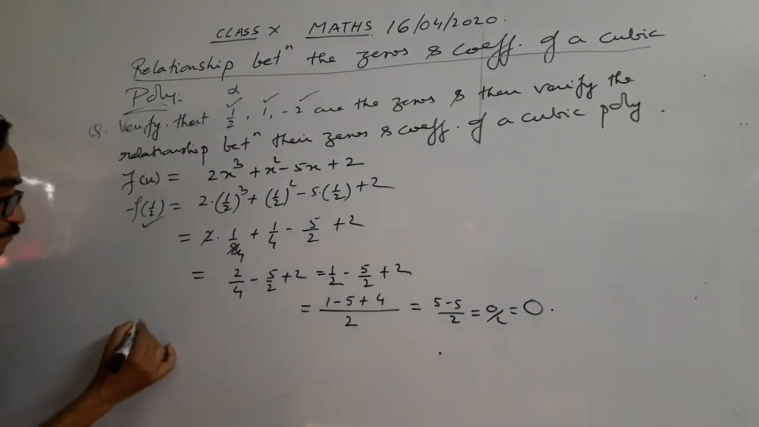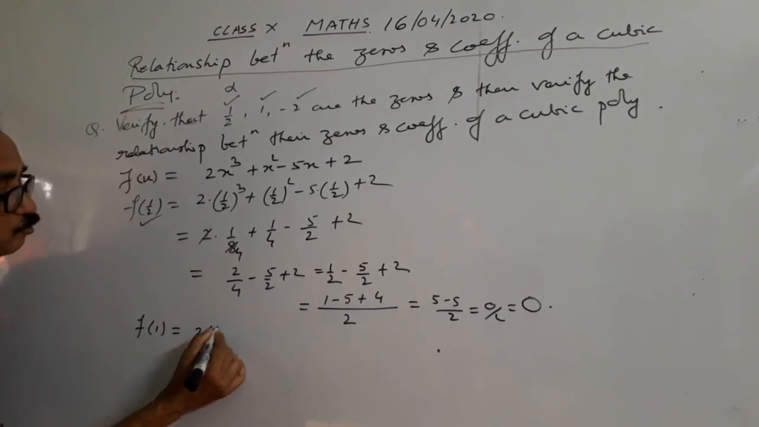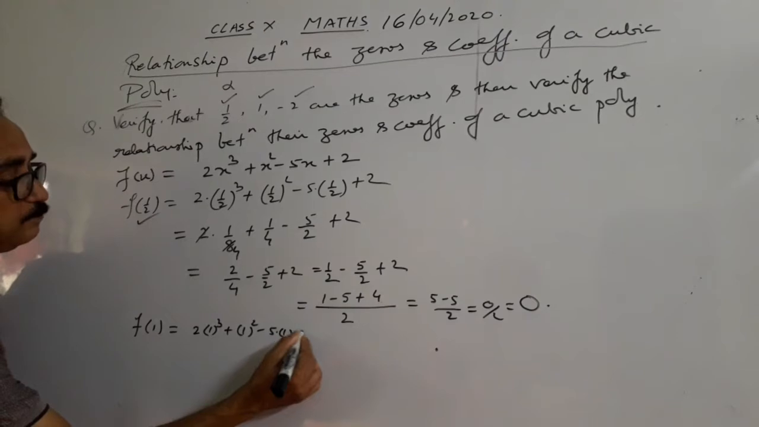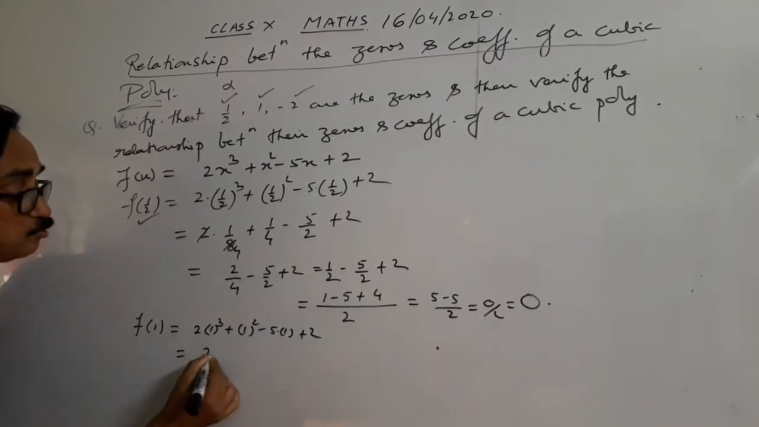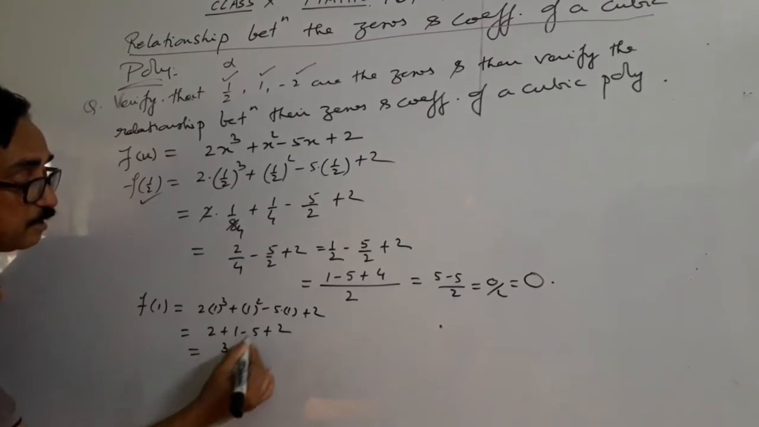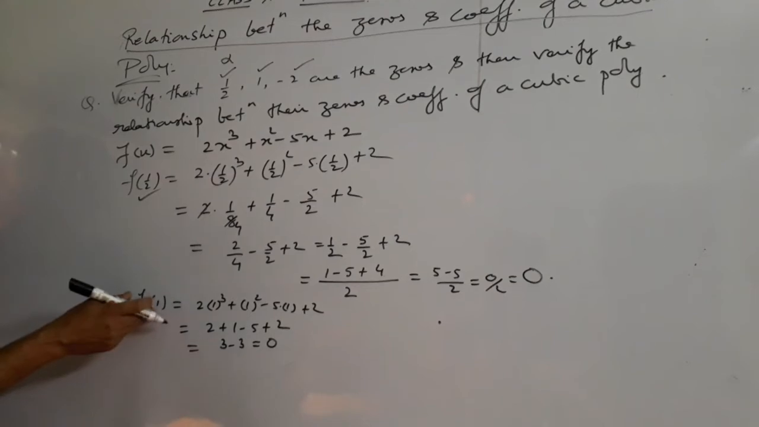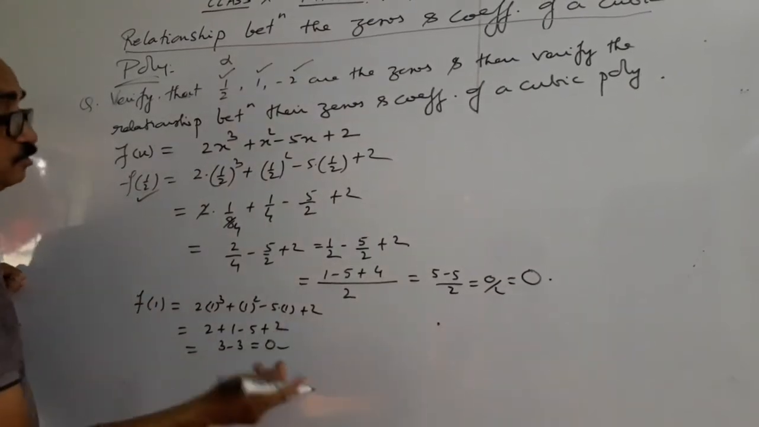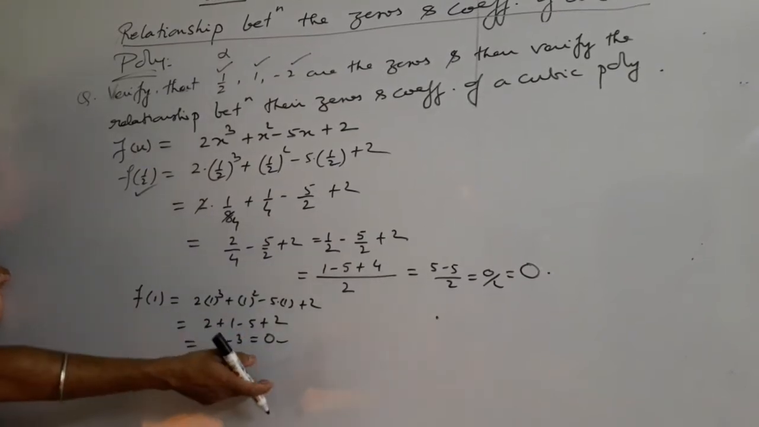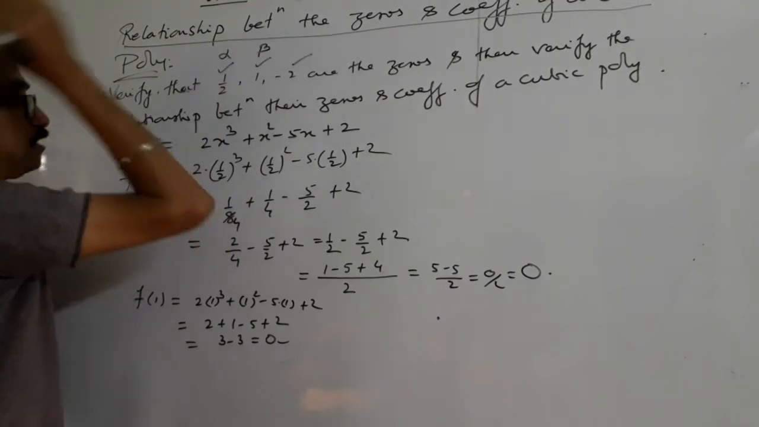Now the second one, f of 1 is equal to 2 into 1 cubed plus 1 squared minus 5 into 1 plus 2. That becomes 2 plus 1, 3, minus 5 plus 2, minus 3 plus 2 equal to 0. Again the value comes 0 at x equals 1. So x equals 1 is also a zero, or root, or solution of the cubic polynomial. The second value we can consider as beta.